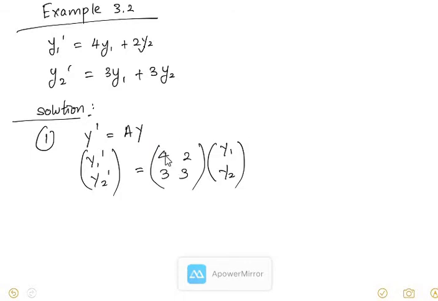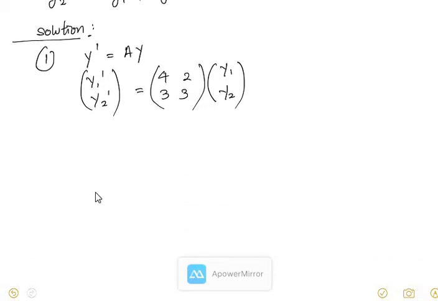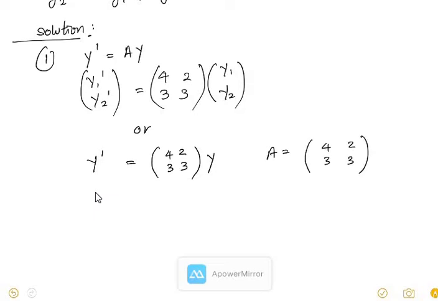Do you know why we can write in this form? Because if we say that 4, okay, matrix, you multiply with this one, multiply with this one, it is equivalent to 4y1 plus 2y2, which is the same as this one. And similarly for the second row, 3y1 plus 3y2. We also can write it as just y prime equal to 4, 2, 3, 3 times y. This is a matrix of 2 times 2, in which A is equal to 4, 2, 3, and 3. It's 2 times 2.